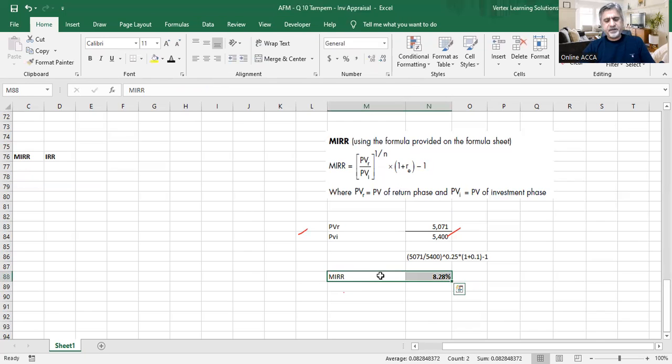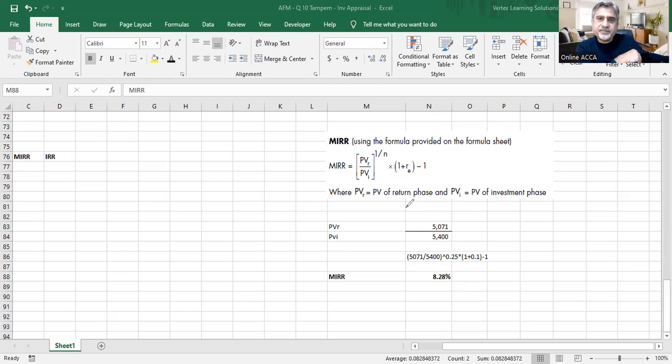Okay, so that's pretty simple. If you've got the formula, you just need to put the numbers. You need to understand what you are dividing with what. So this is all the cash flows which I receive, the present value of those, divided by the present value of my investment, take the life of the project as power 1 by n, and then multiply it with 1 plus KE, 1 plus WACC, and minus 1.